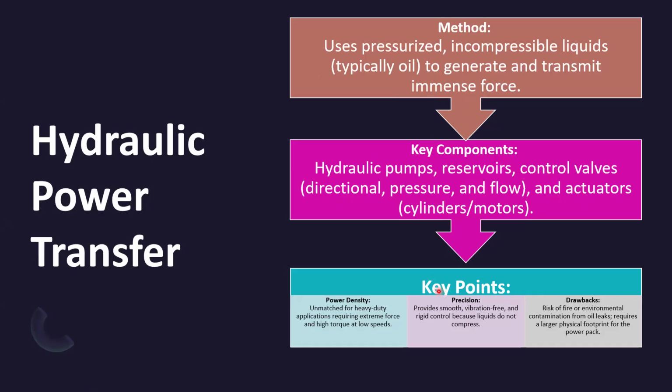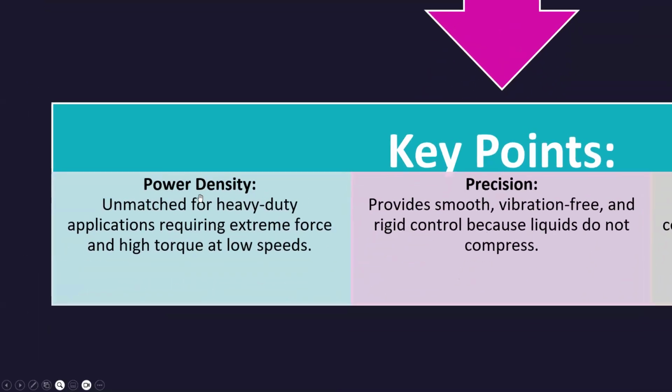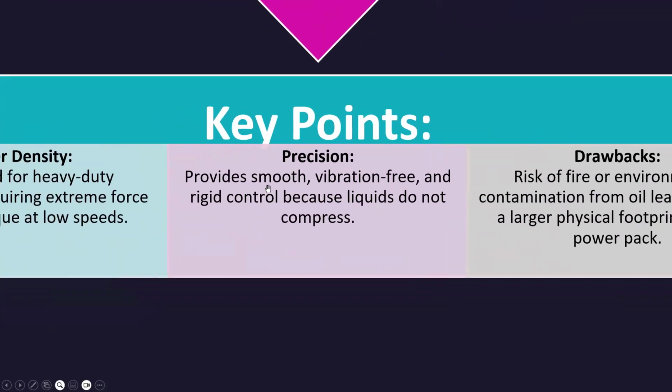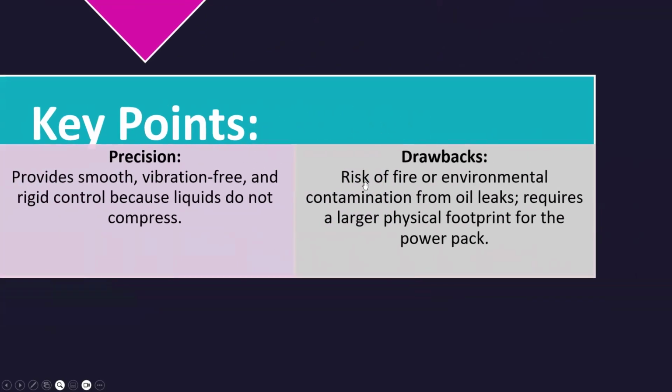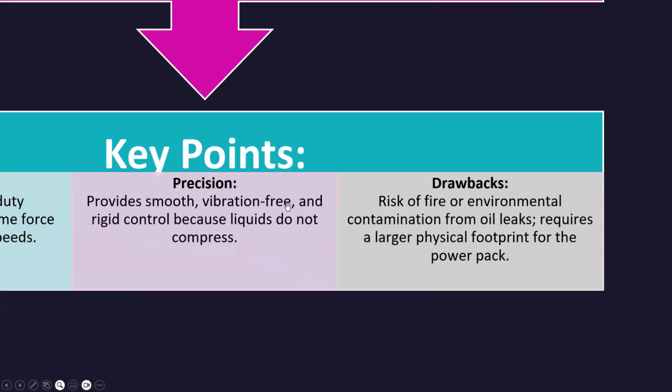So there will be key components and key points. That's hydraulic. Power density is unmatched for heavy duty applications requiring extreme force and high torque, but at low speeds. Precision: provides smooth, vibration-free, rigid, tough control, because liquids do not compress. Drawbacks: risk of fire, or environmental contamination from oil leaks. Requires a larger physical footprint, so the machines look bigger for the power pack. Okay.